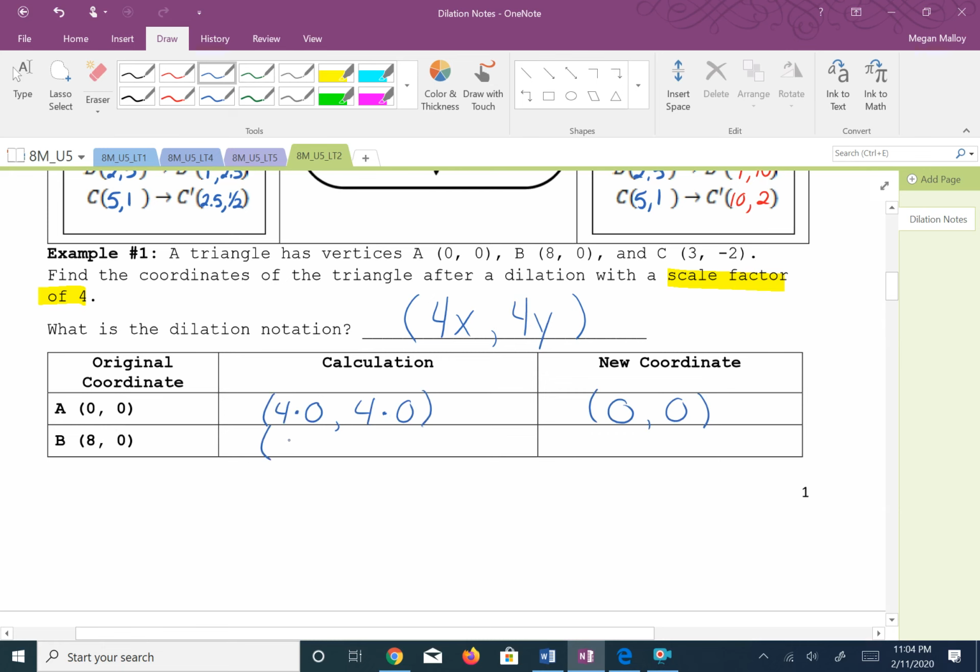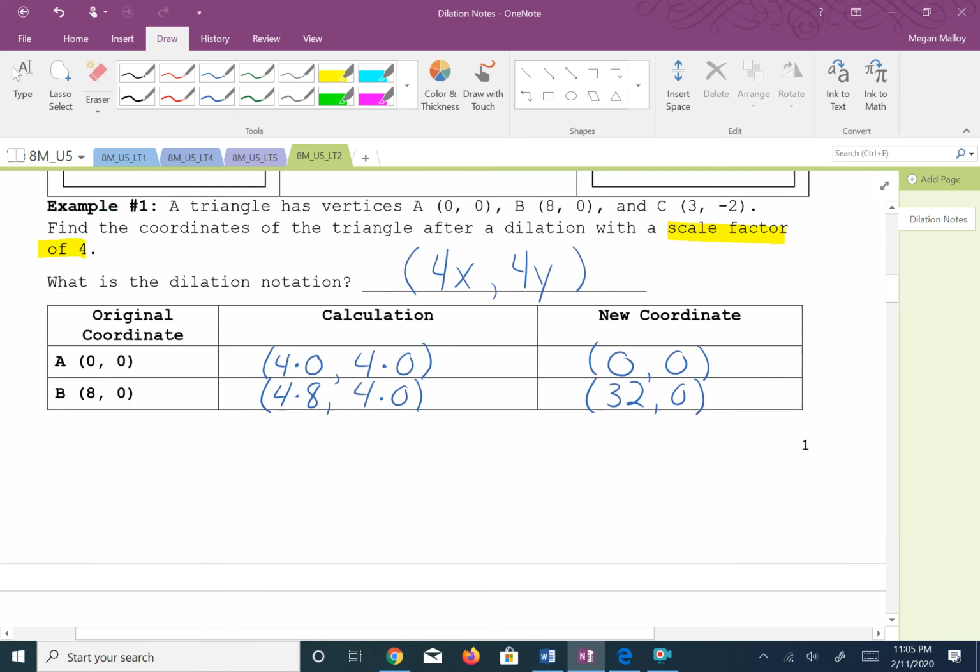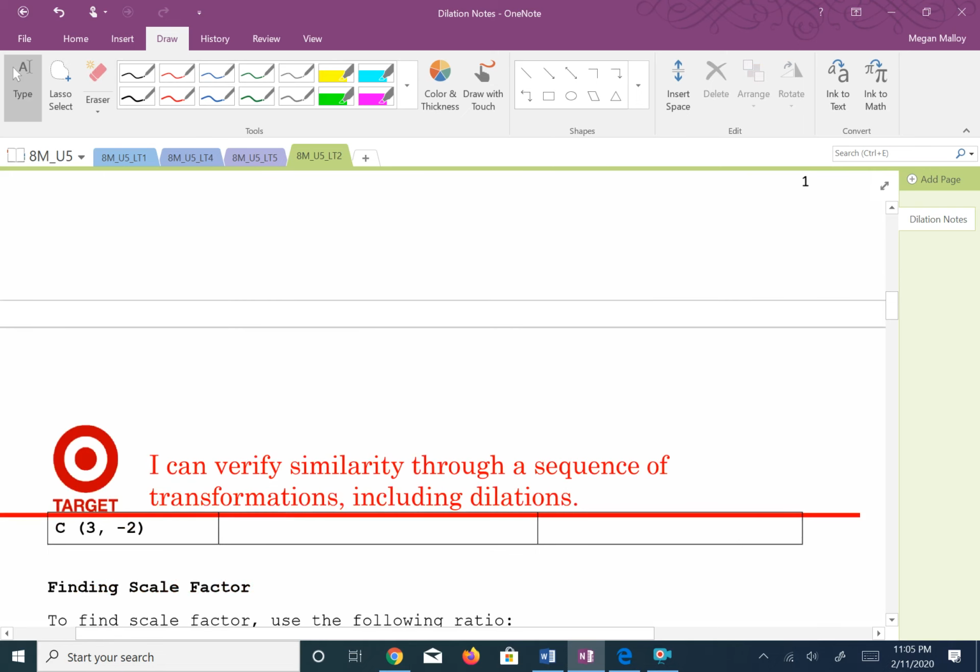Point B, if I have 8 times 4, or 4 times 8, that's going to give me 32. And then 4 times 0 again will give me 0. And my last point, looks like it got cut off a little bit here. If I have 4 times 3, that would give me 12. And then 4 times negative 2, that would give me negative 8. So I have my image of C is at 12, negative 8.